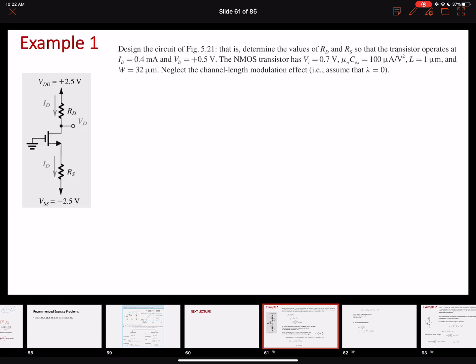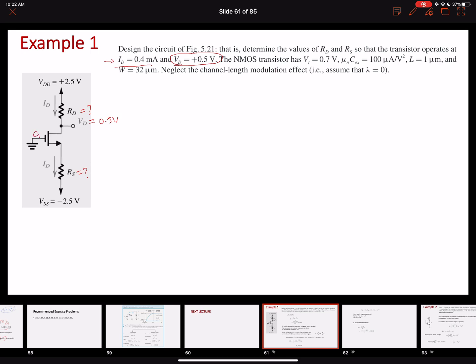So look at the example over here. In the circuit that is shown on the left, we need to determine the values of RD and RS so that the transistor will operate with a drain current of 0.5 milliamperes. The drain voltage is 0.5 volts, right?